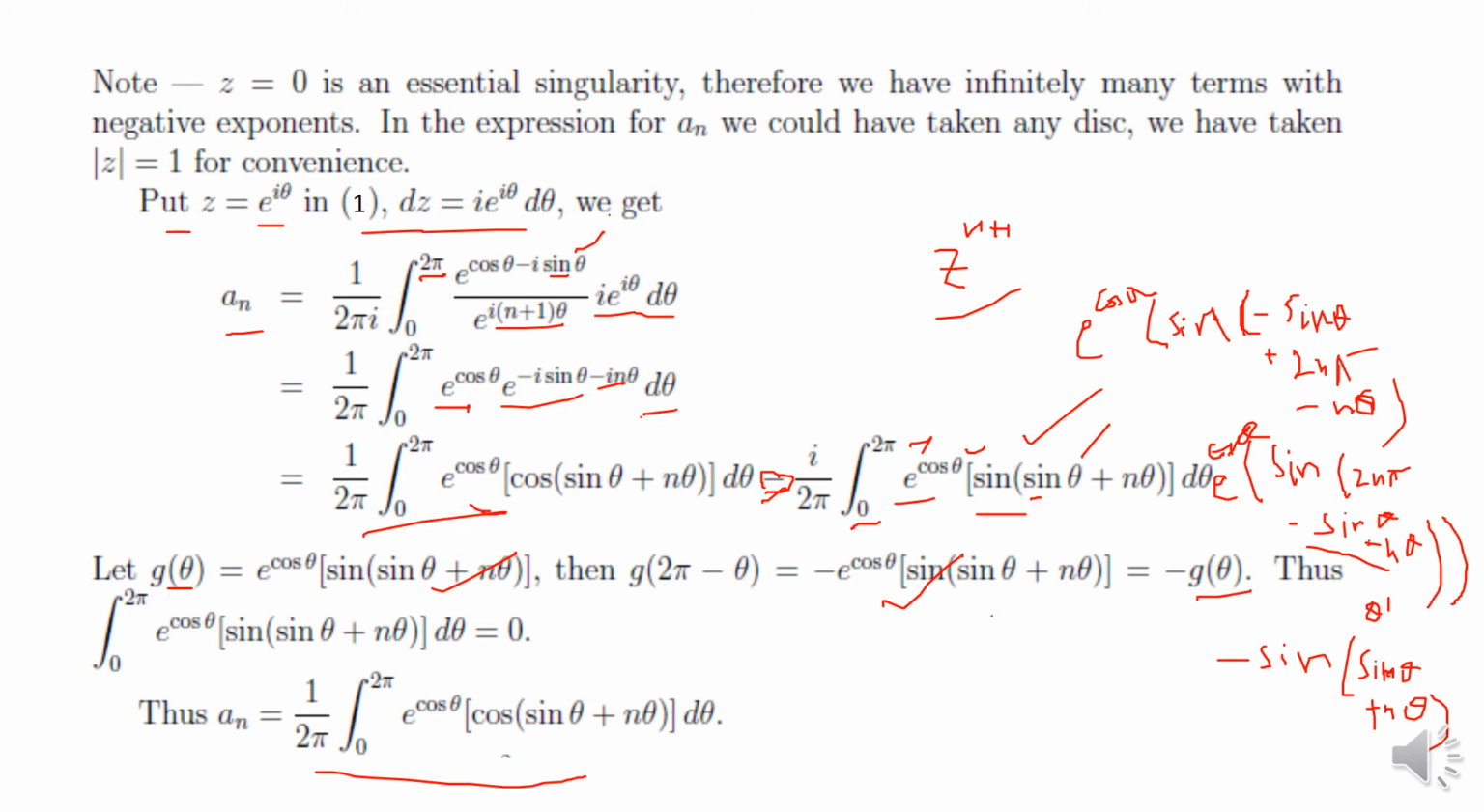So when we put 0 limit and 2 pi, ultimately the term is 0. So the first term is remaining, a n is equal to this much. Now we have to find a minus n, because in the question we have e to the power 1 upon z. So the principal part is there.